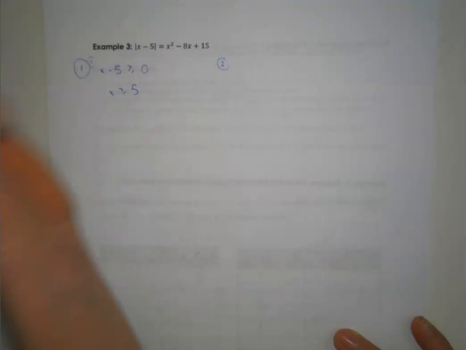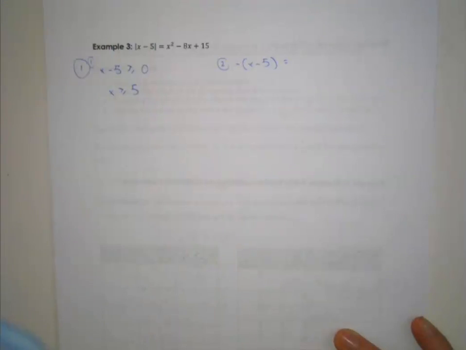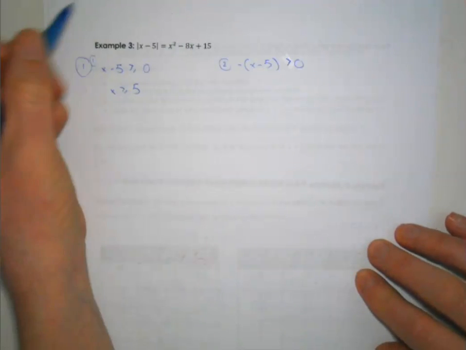The first step is determining our acceptable values for our absolute value. So in case number 1, we just have x minus 5. It has to be greater than or equal to 0. And so that would be x has to be greater than or equal to 5. For our second case, for our absolute value version, it's going to be negative x minus 5. Has to be greater than 0. Let's not make that same mistake again. Greater than 0.